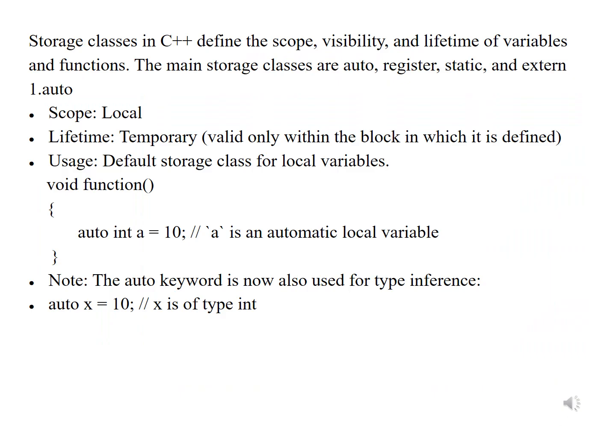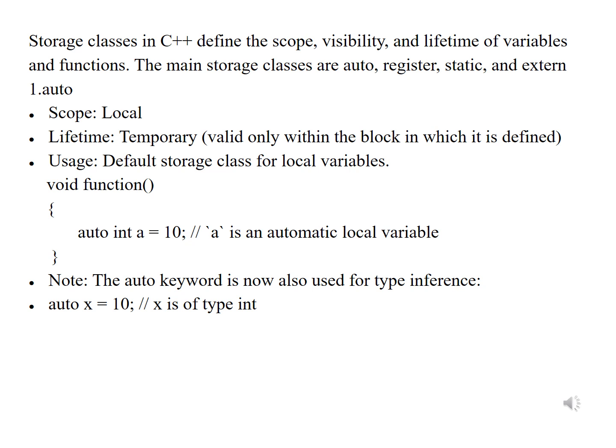Storage classes in C++ define the scope, visibility, and lifetime of a variable and function. The main storage classes are auto, register, static, and extern. Let us see auto. Scope is local and lifetime is temporary, visible only within the block in which it is defined. Usage is that it is the default storage class for local variables.